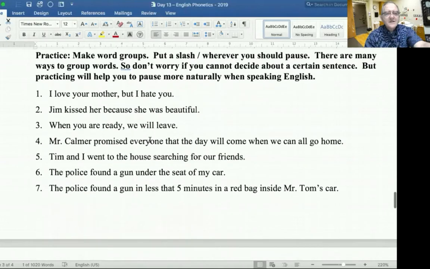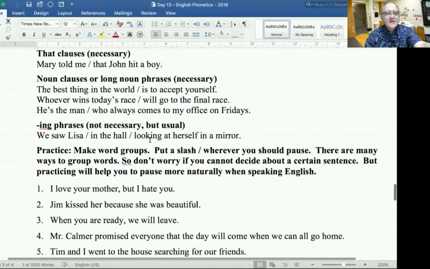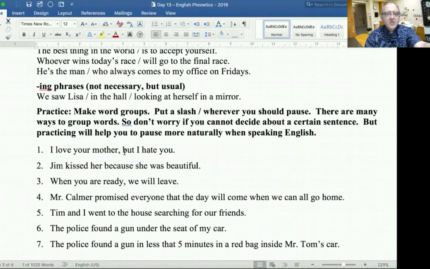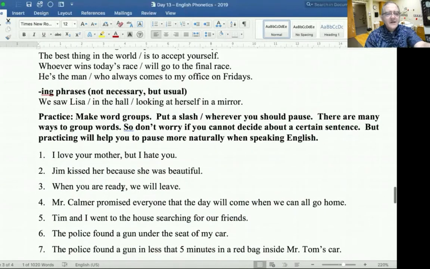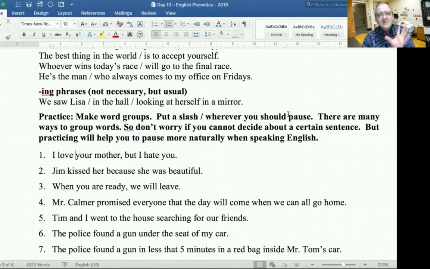All of these show examples of when to stop, and I want you to read them carefully, and then decide in these sentences where, whoops, I've got 8, I'll have to change that. Where would you put the slash? Would you put it here? I love your mother. Would that be okay? Maybe, but I don't think I would put it there. Sometimes in these sentences you need two slashes. All right, do it and send this paper to me. It's important practice for you to learn to group words together. Next week, we're going to work on it more, but send this to me by Google Classroom. Thanks a lot.